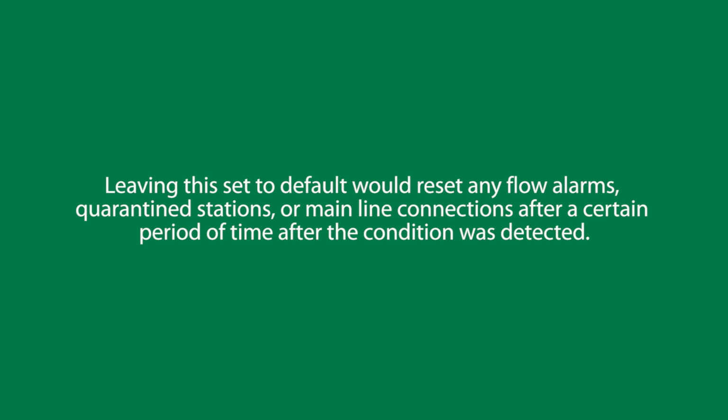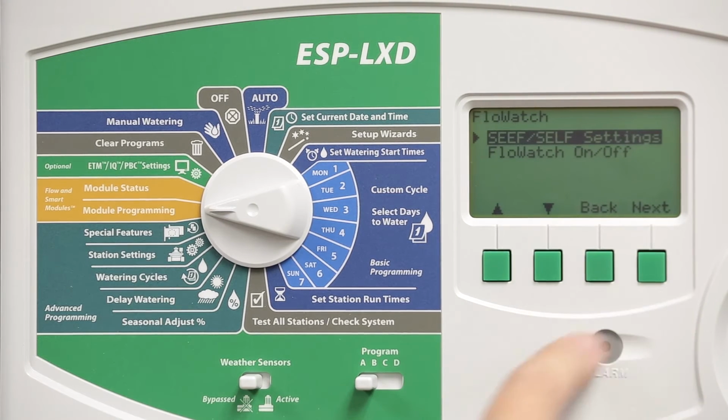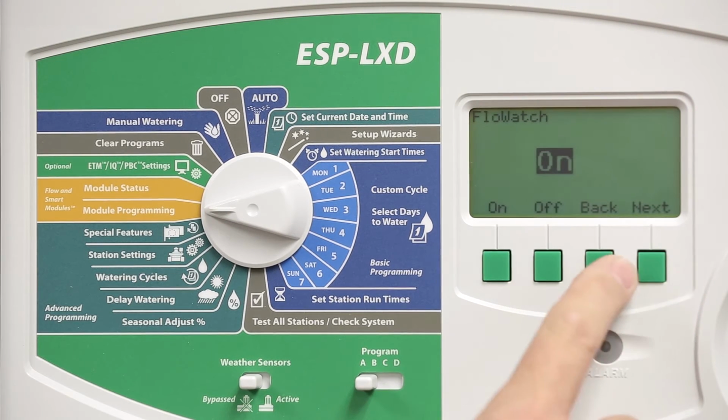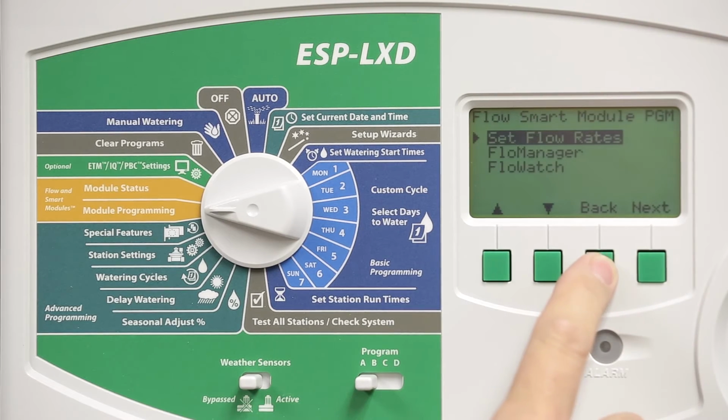Optionally, we can set a delay to re-enable SEEF and Self setting. This setting would reset any flow alarms, quarantine stations, or mainline connections after a certain period of time after the condition was detected. If you leave this set to 0 hours, this function will not be used. The last step is to enable flow sensing, if it isn't already enabled. After enabling FloWatch, press the back button twice.